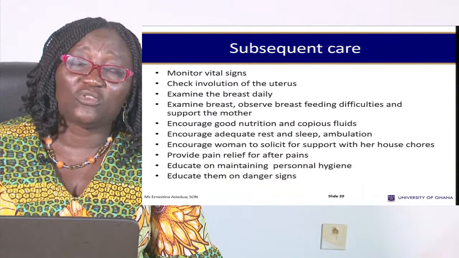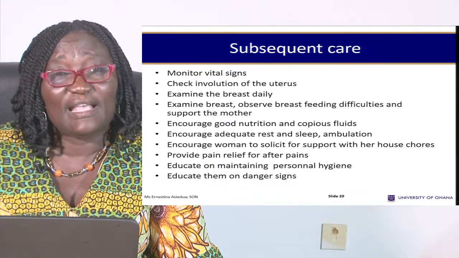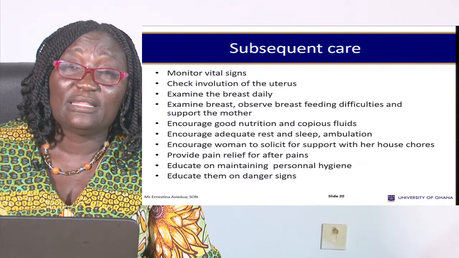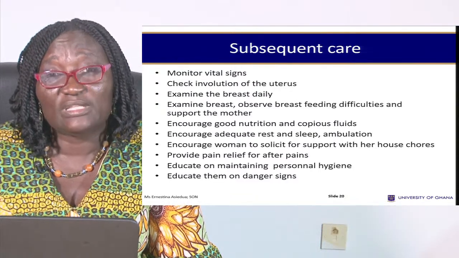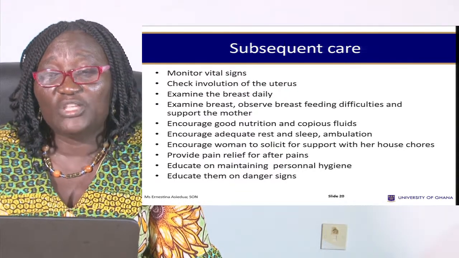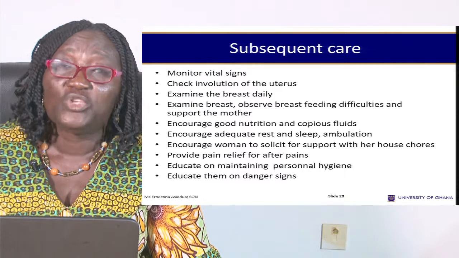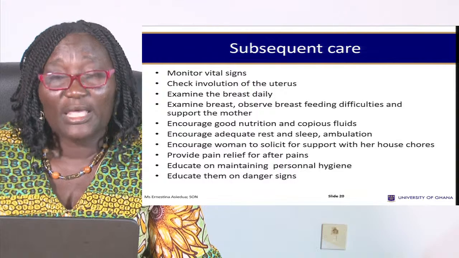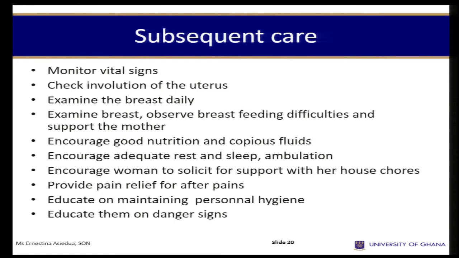Now, when the 4th stage is over, the subsequent care is just like we have said for the 4th stage. So we are imagining that this woman is staying for some reason beyond the 4th stage. Most of these things are repetitions of the things you did in the 4th stage. So the 4th stage was the immediate care, and then this is the subsequent care. You continue monitoring the vital signs. Now you are checking evolution of the uterus. Is the uterus returning to its pre-gravid state? You check that. You examine the breast daily.